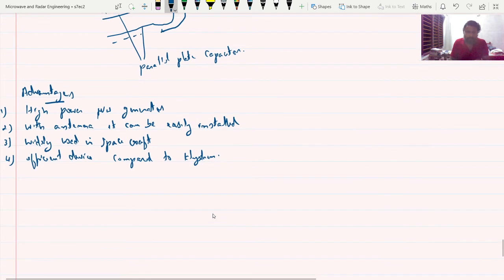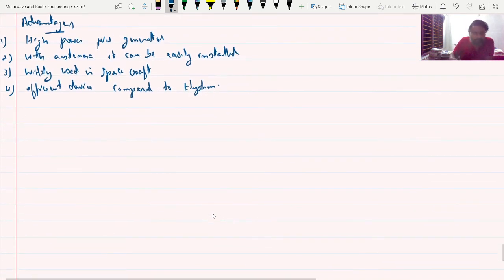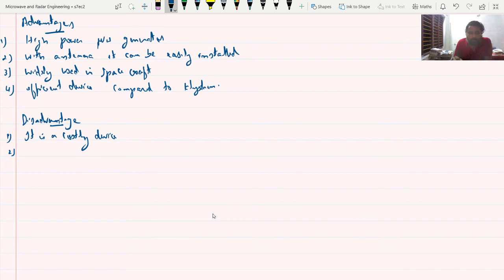And some of the disadvantages of the magnetron oscillator I will explain here. The first one is that it is a costly device. The second one, it cannot be tuned to a wide range of frequency.